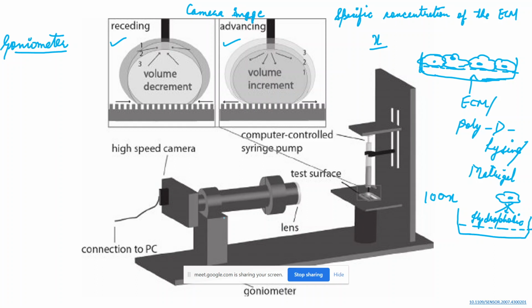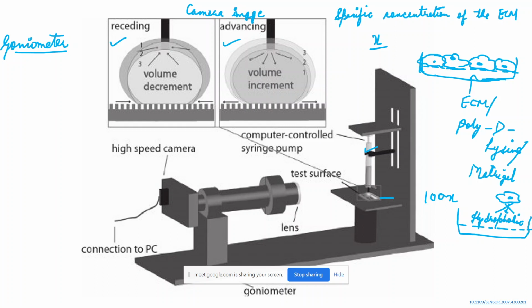So this lens is connected to your camera, and then you have your syringe pump here. So this is the syringe pump, and then this is your test surface. The syringe pump will dispense a specific volume of the liquid on your test surface, and once it does that, this camera and this lens will record that movie, and once it is done we can analyze what is the contact angle that that specific liquid is making with the test surface.